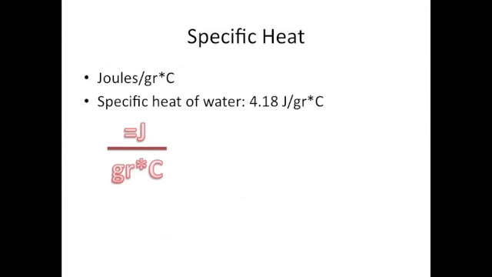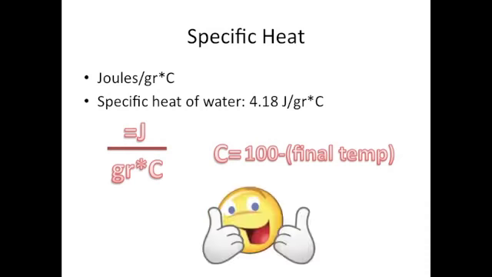Now we have to divide by the grams of our object, which we can weigh on the mass balance, times the change in temperature. The change in temperature of the object is 100 degrees minus the final temperature of the water, because that's how much heat the substance lost. And using that formula, we are able to calculate the specific heat.